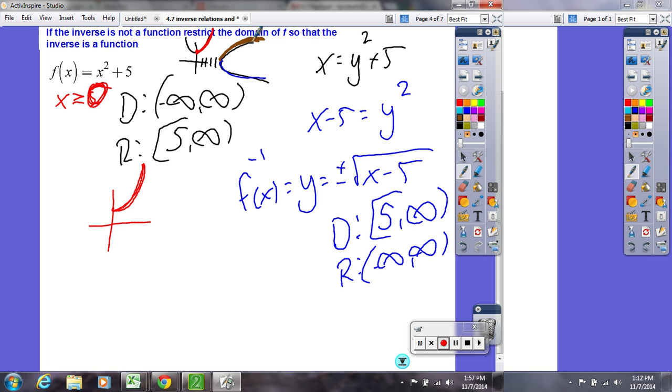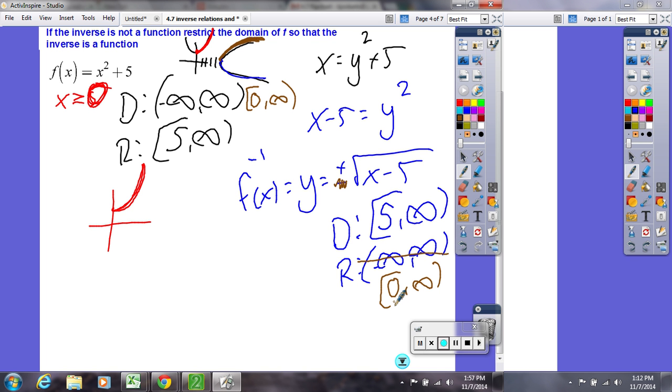So what would be my new domain if I restricted it? 0 to infinity, right? So what becomes my new range down here? Because now I'm not using the negative part, I'm just using the top half. So what is my new range? 0 to infinity. But now my original relation is a function, and so is its inverse. Does that make sense? I had to restrict it. I had to stop it.